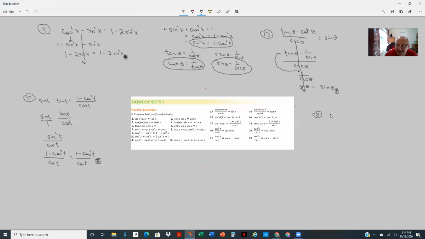Okay, we got tangent squared of t over the secant of t equals secant of t minus the cosine of t.